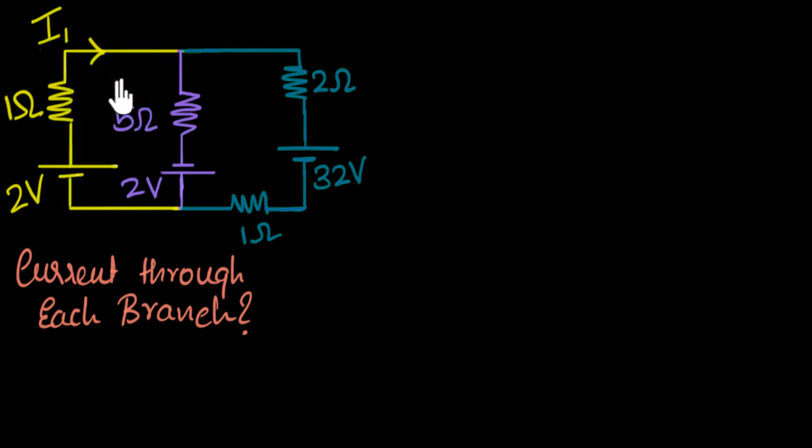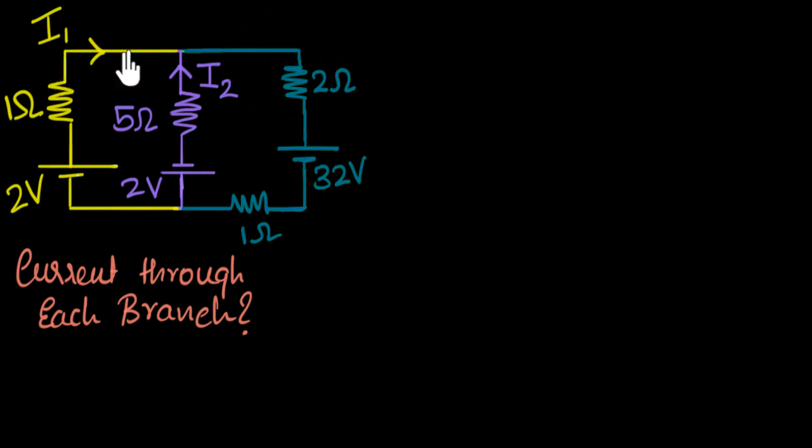And you could ask me, why am I choosing it to go towards the right? Well, I've randomly chosen that. You could have also chosen it to go backwards, for example. Feel free to choose whichever direction you want. Similarly, in this branch, let's assume the current is, I don't know, maybe going upwards. So let's call that current I2. And again, here also, you're free to choose whatever you want.